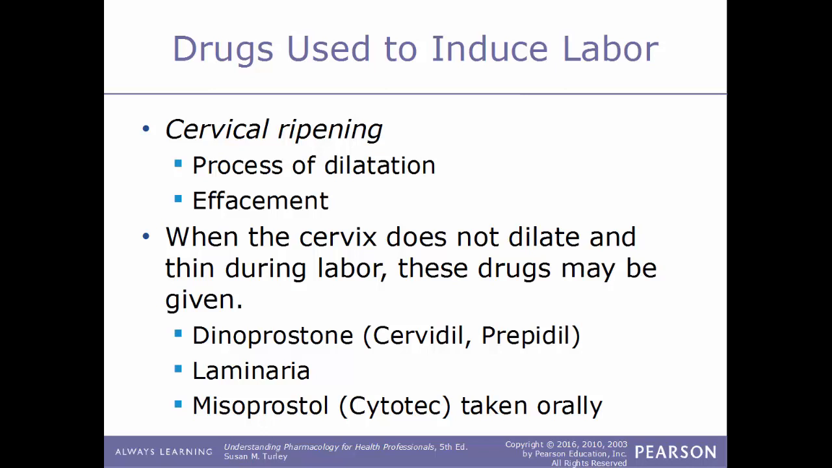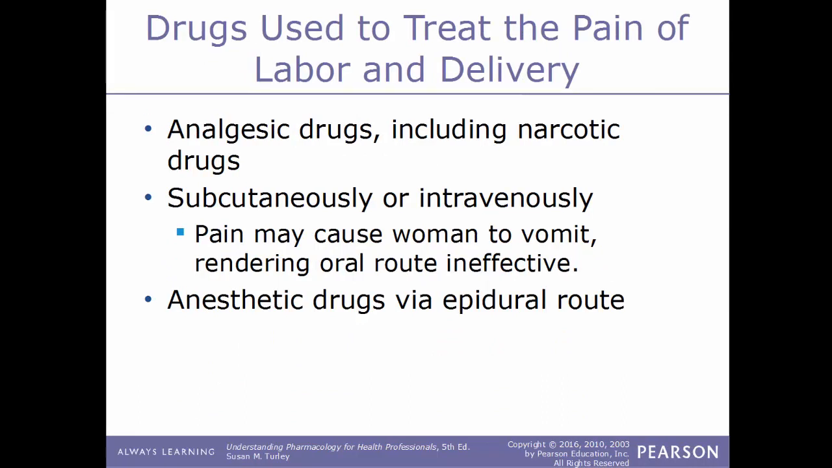Those drugs include dinoprostone, also known by the trade names Cervidil and Prepidil, Laminaria, and also the drug misoprostol, also known by the trade name Cytotec. And this is a drug that is taken orally. Okay, now we'll get into drugs that are used to treat the pain of labor and delivery. Now, these will be analgesic drugs, including narcotic drugs. And these can be given either subcutaneously or intravenously. And these routes are preferable because the pain of labor and delivery can cause a woman to vomit, so an oral route of administration is really ineffective.